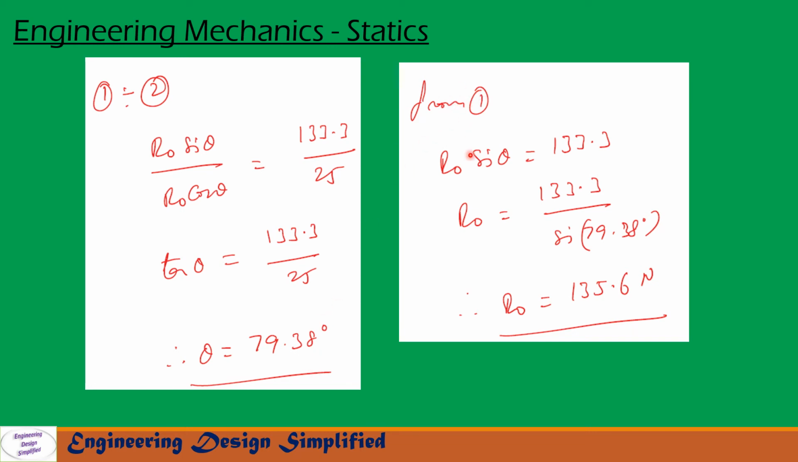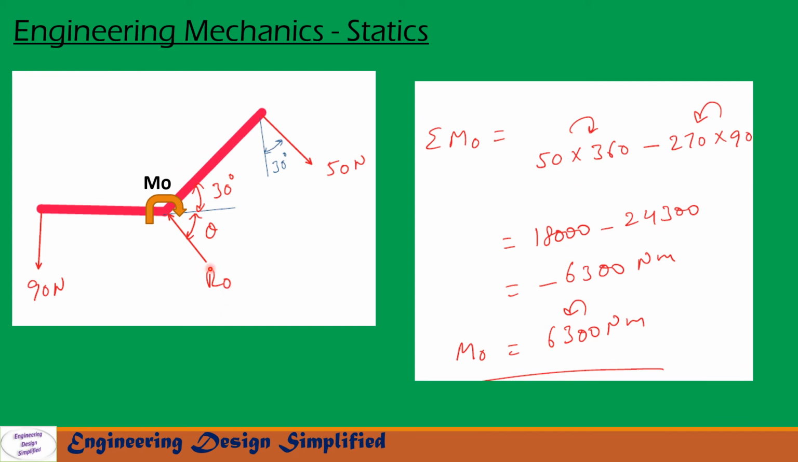From equation 1, Ro sin theta equal to 133.3, we have seen in the previous slide. So after substituting the value of theta we get Ro equal to 133.3 by sin 79.38. So Ro equal to 135.6 newton. After calculating Ro, that is the reaction here, now let us take moments about this point O.